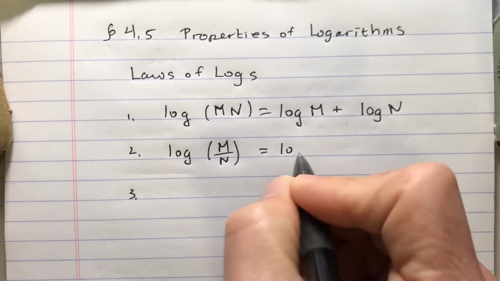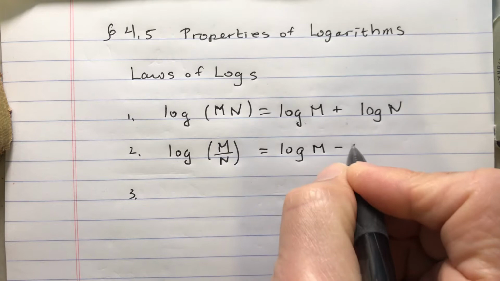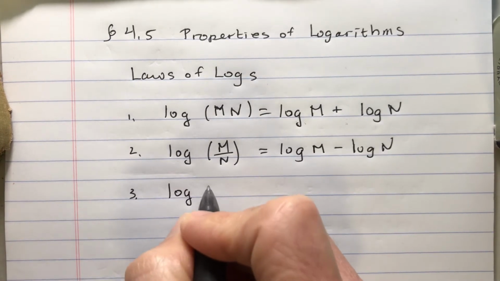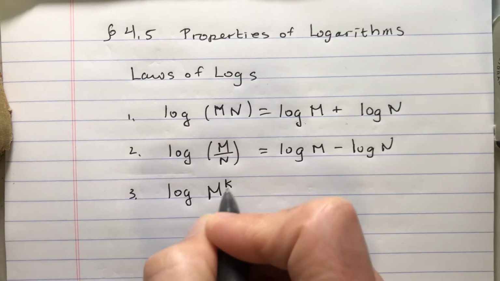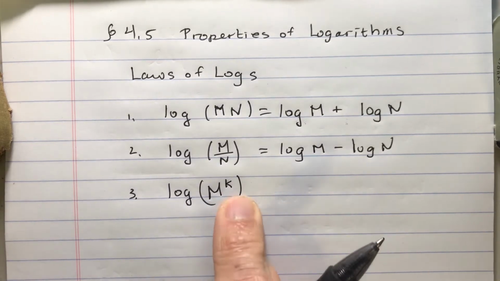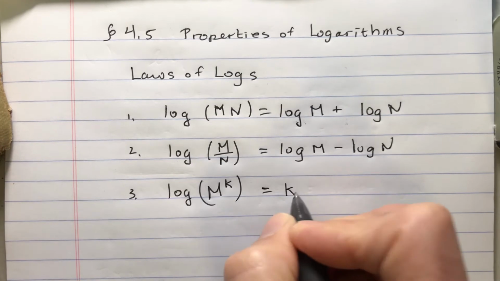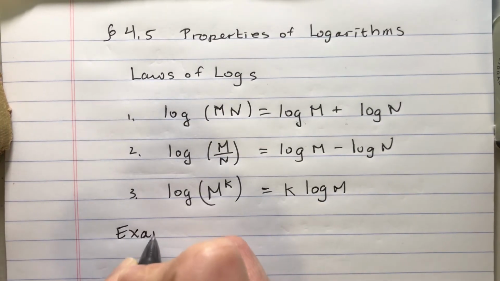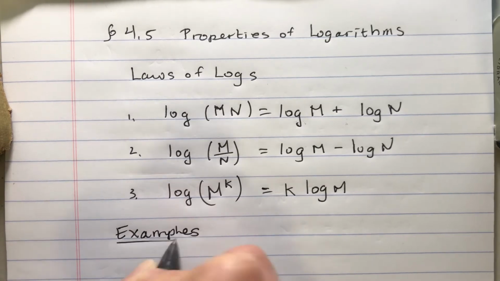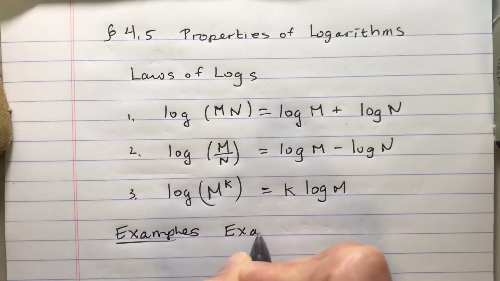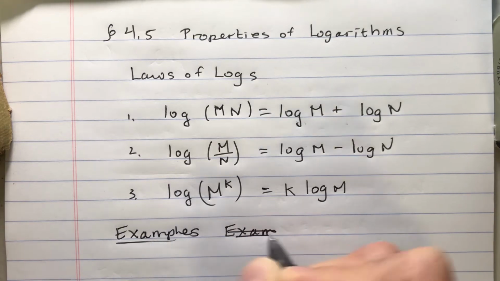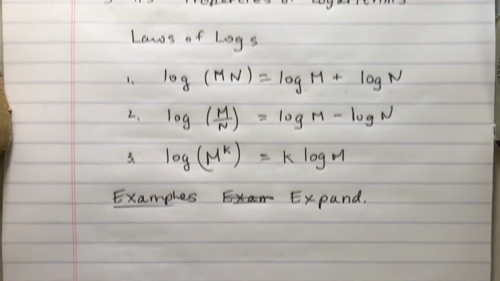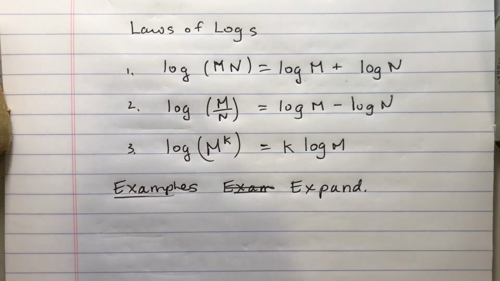And here, when you have a quotient, you have log m minus log n. And if you have an exponent, here I'll write this, m to the k power, then this becomes k log m. So let's just jump in with some examples. What we're going to do is expand. I don't know, it's sort of fun, not so bad.